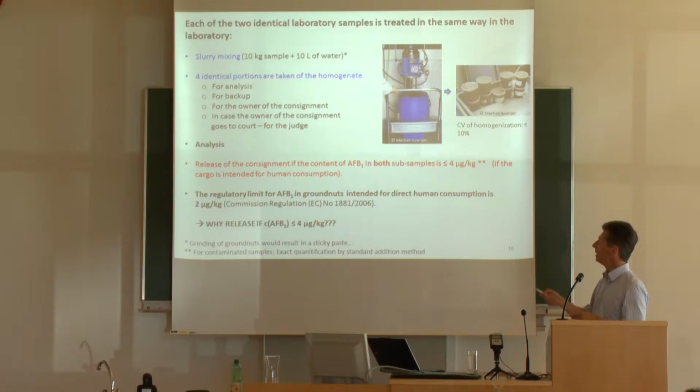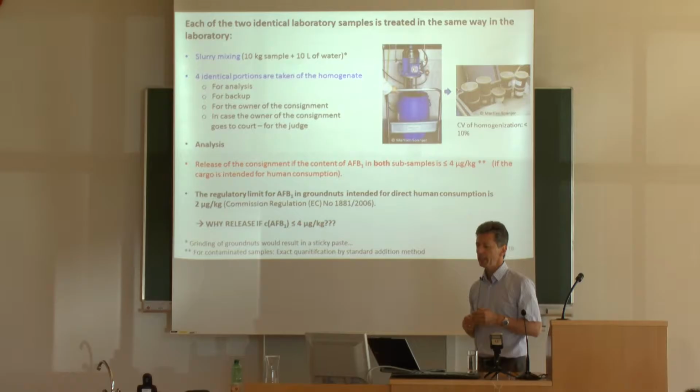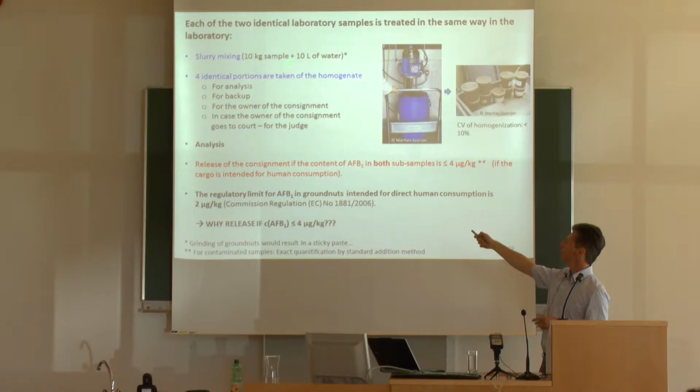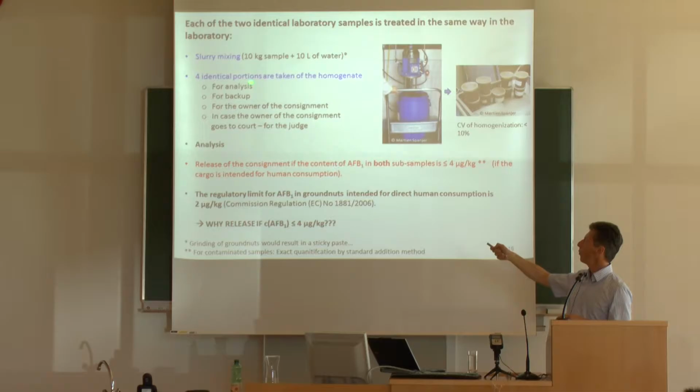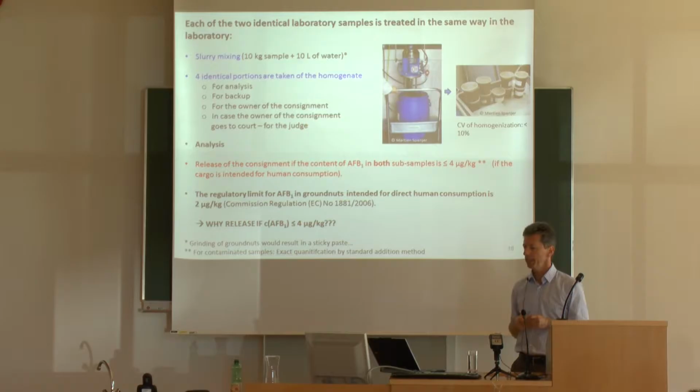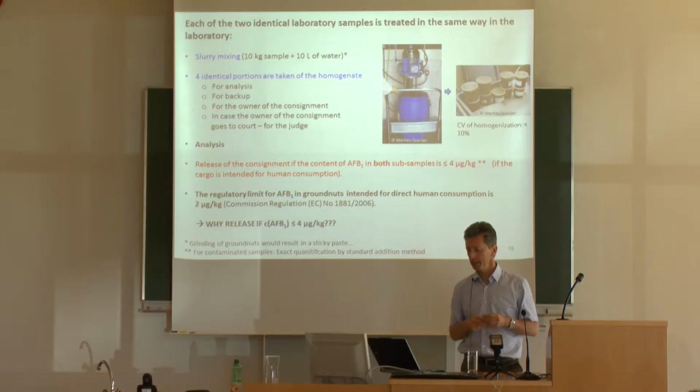And each of the two identical laboratory samples is treated in the same way in the laboratory. So actually what they perform is slurry mixing. So 10 kilograms of sample plus 10 liters of water is mixed in a slurry container. We've got four identical portions which are taken of the homogenate: for analysis, for backup, for the owner of the consignment in case the owner goes to court, and for the judge. So these are the four identical portions we need here.